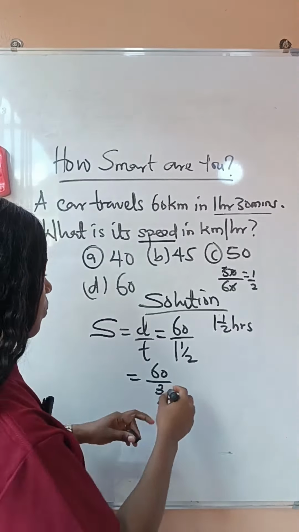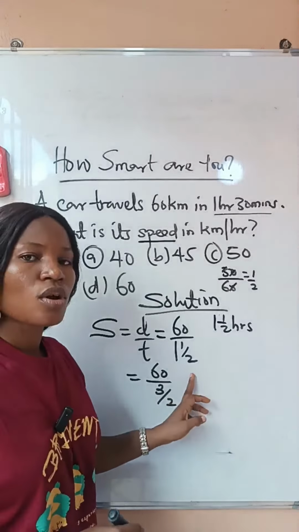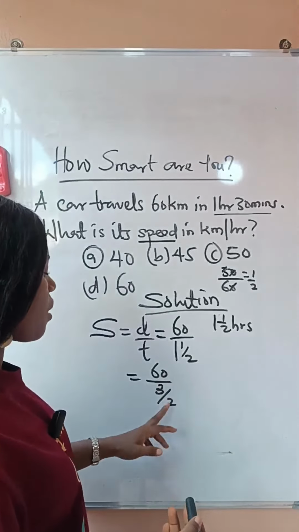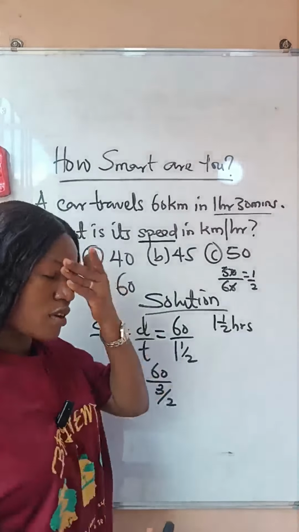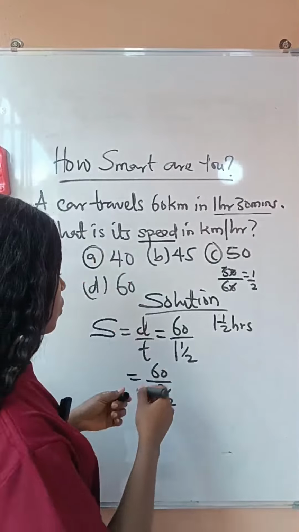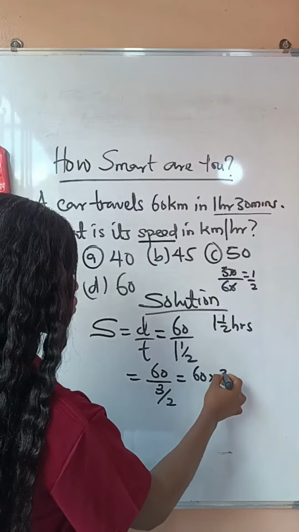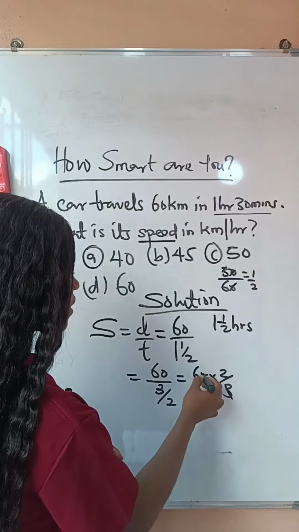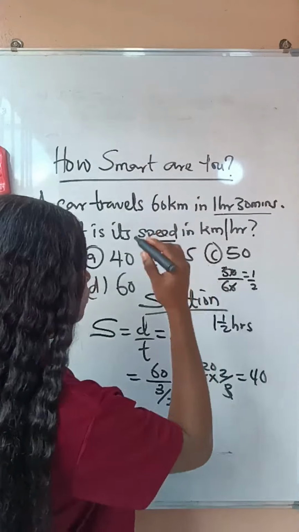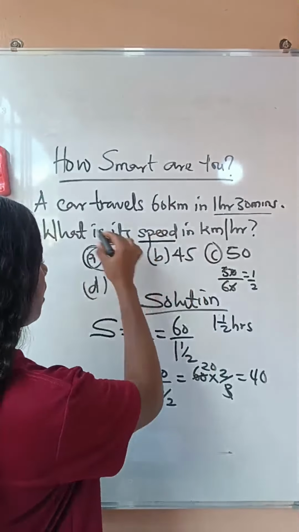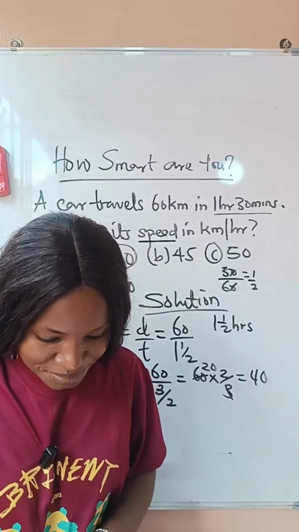Remember that anytime you want to change your division to multiplication, or anytime you are dividing by a fraction, you need to take the inverse of the fraction and multiply it by the numerator. So that means that this is equal to 60 times 2 over 3. So when 3 divides this, we have 20 times 2 will give us 40. So the answer is A, 40 kilometers per hour.